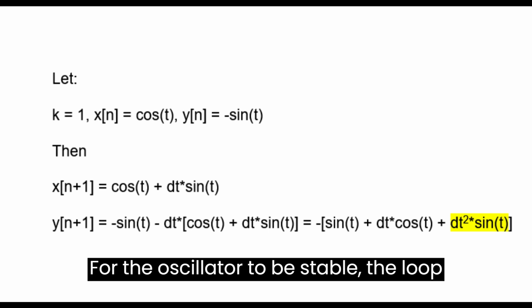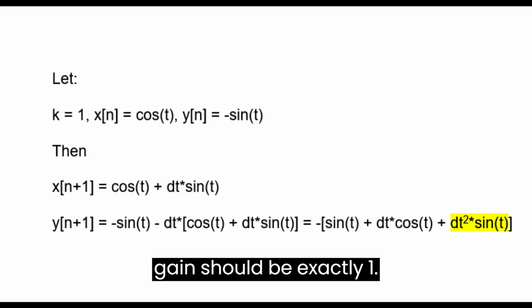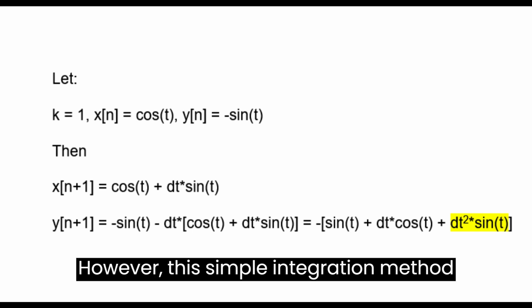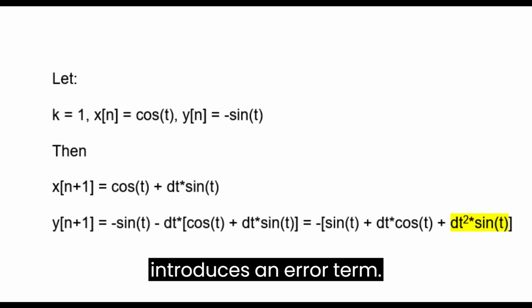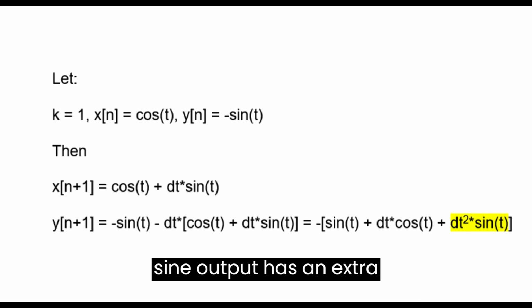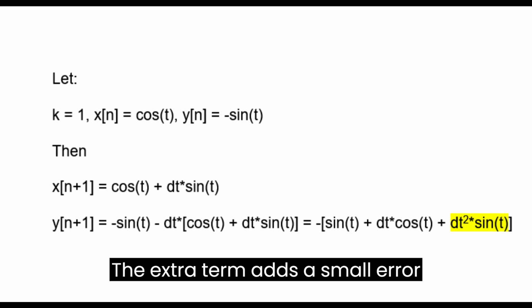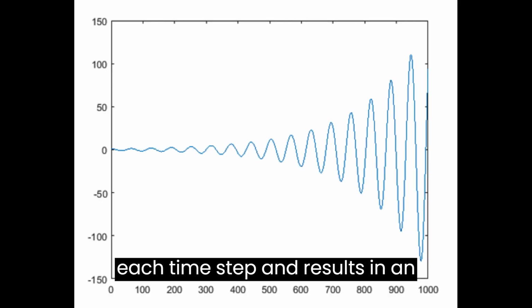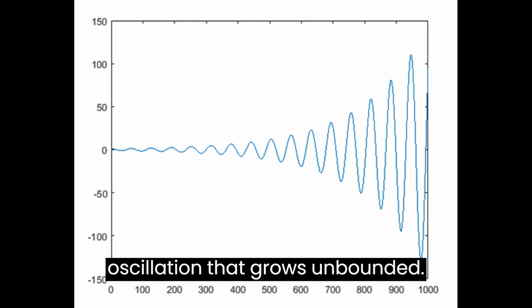For the oscillator to be stable, the loop gain should be exactly 1. However, this simple integration method introduces an error term. The integrator n+1 output forms are different. The negative sine output has an extra dt squared sine of t term. The extra term adds a small error each time step and results in an oscillation that grows unbounded.